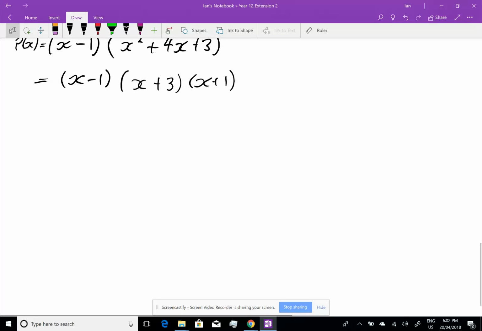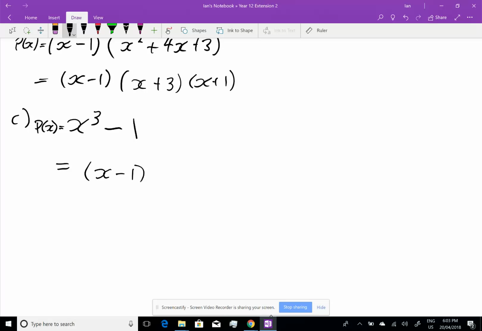What about this one? This is c. And we've got x cubed minus 1. We'll call it p(x) because it's a polynomial. Well, we can go straight to the difference of two cubes, which gives us (x − 1), and we get (x squared plus x plus 1).